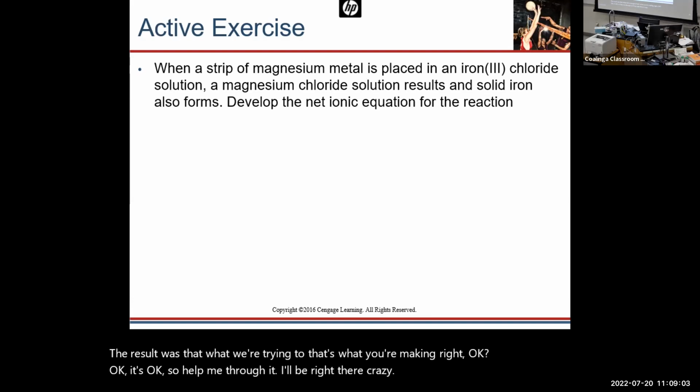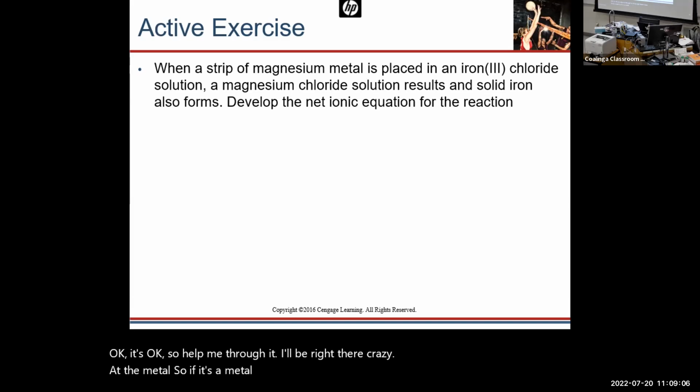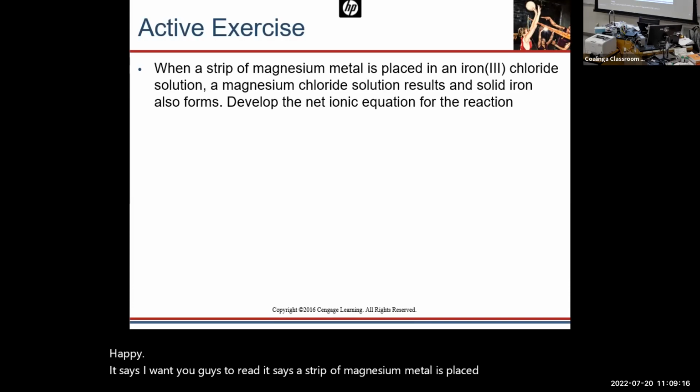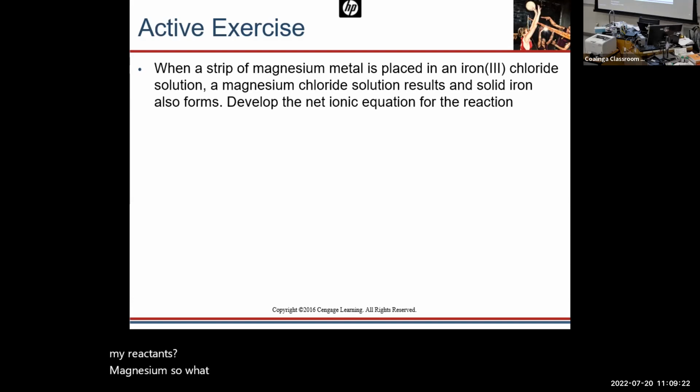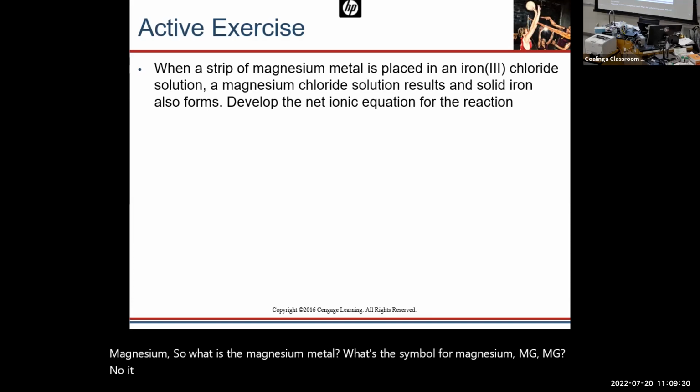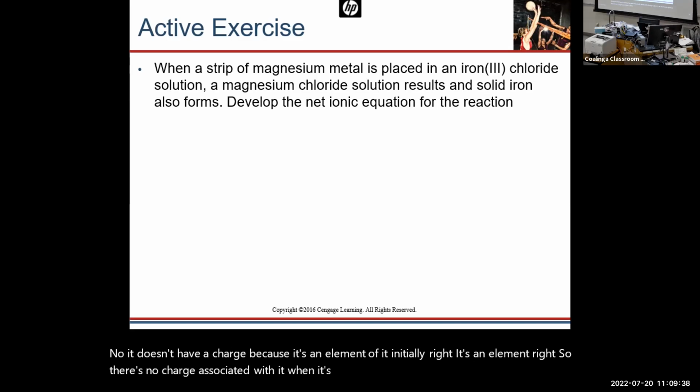It's a metal, so it's Mg. It says a strip of magnesium metal is placed in, okay, so what are my reactants? It's gonna be the magnesium. What's the symbol for magnesium? Mg. It doesn't have a charge because it's an element initially, right? There's no charge associated with it when it says metal. We're writing the conventional equation.